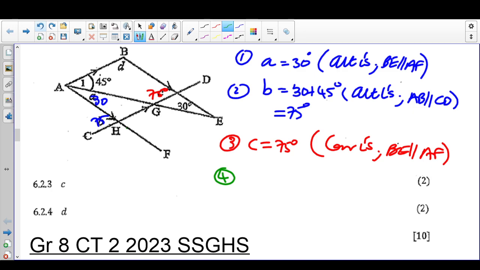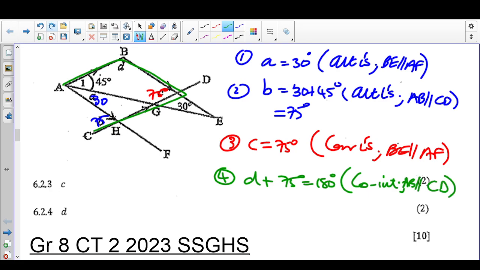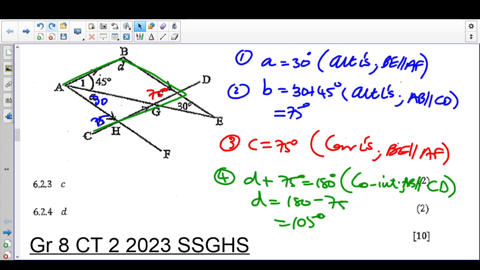Number 4. Co-interior angles with d. You can either go that way or this way. Let's go this way. So d plus 75 is equal to 180, co-interior angles with AB being parallel to CD. So d is equal to 180 minus 75, which is 105 degrees.